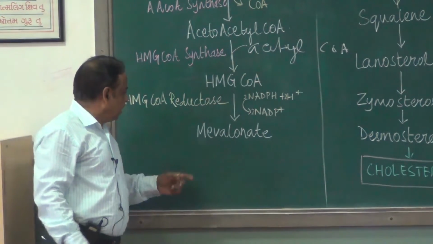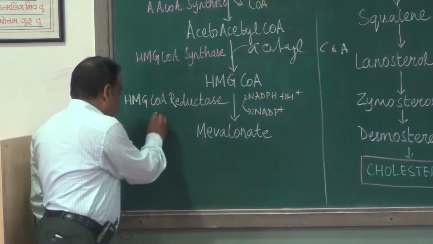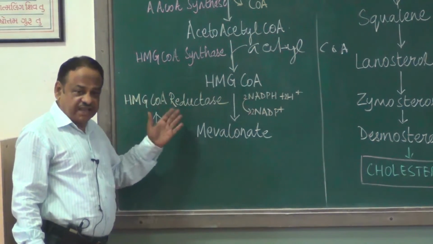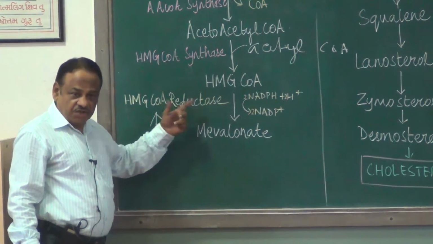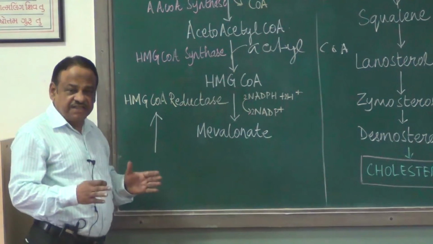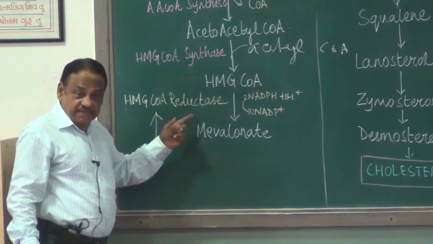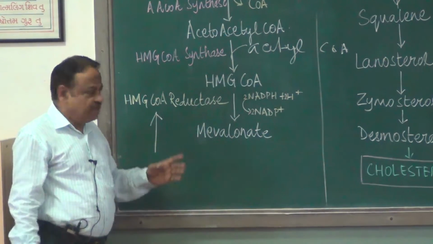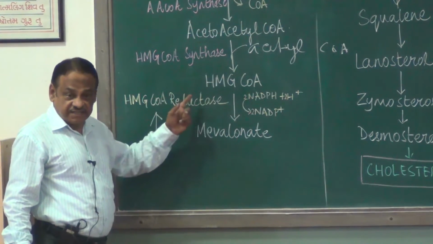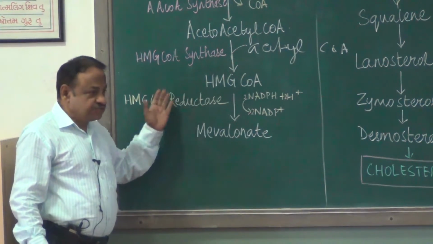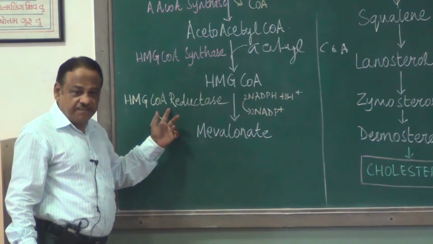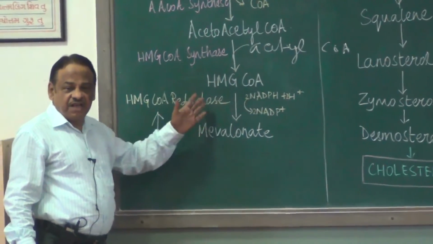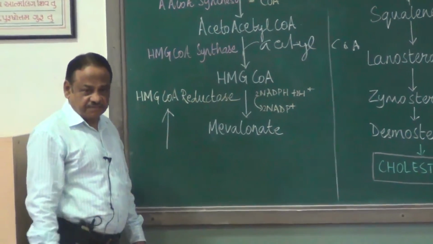Now it is this enzyme which several substances can inhibit, even cholesterol itself. If cholesterol is rich in the cells, it could inhibit this enzyme. So cholesterol itself, by a feedback mechanism, regulates its own synthesis. The statin group of drugs also act here. So this is a target for several inhibitory reactions, right?